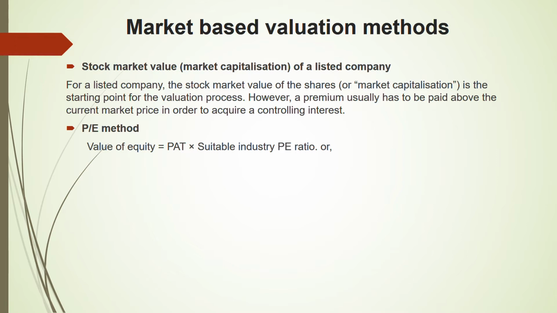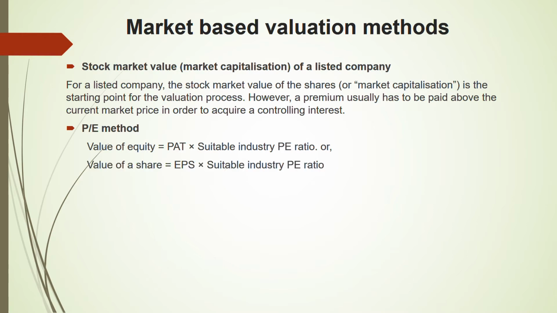When you have to calculate profit after tax, make sure you know how to calculate it. For example, they will give you the sales, the cost, the tax, the depreciation, the investment, all those things, okay? And I'm sure that you know how to calculate profit after tax. So I'm not working on that. Next, suitable industry PE ratio. They will give you the PE ratio of the industry. So that you have to multiply with the profit after tax to find the value of the equity.